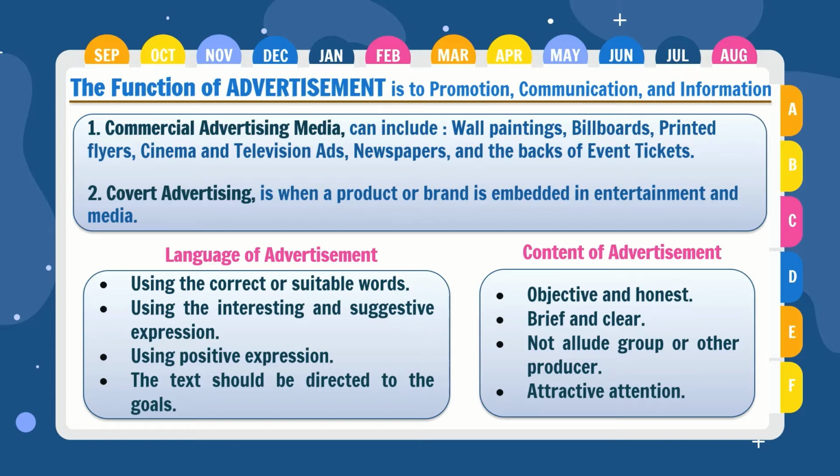The example of advertisement is divided into 2 parts, namely, commercial advertising media. This part can include wall paintings, billboards, printed flyers, cinema and television ads, web pop-ups, magazines, newspapers, posters, and the backs of event tickets. And the second is covert advertising. Covert advertising is when a product or brand is embedded in entertainment in media.